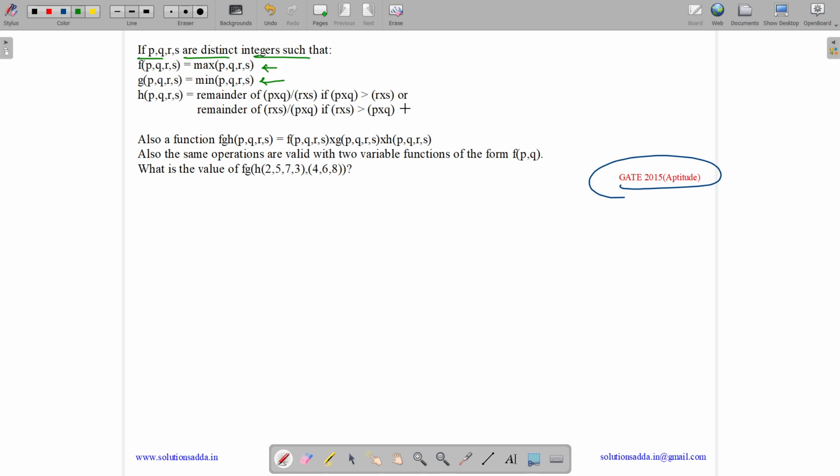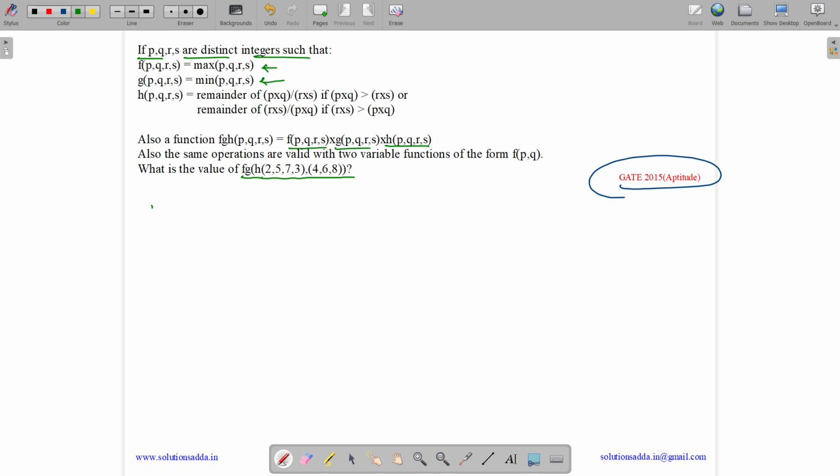Now it is defining a function fgh of PQRS equals f of PQRS into g of PQRS into h of PQRS. Also, the same operations are valid for two variable functions of the form p comma q, which means fg of PQRS is equal to f of PQRS into g of PQRS. What is the value of fgh of 2573 and 468?